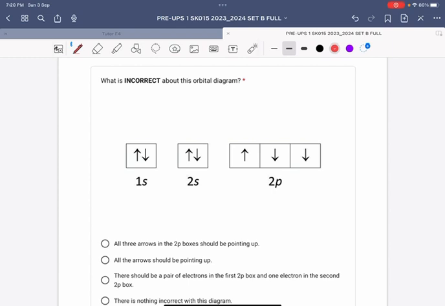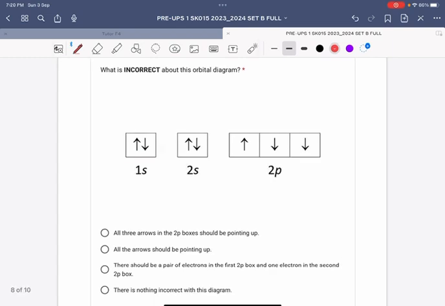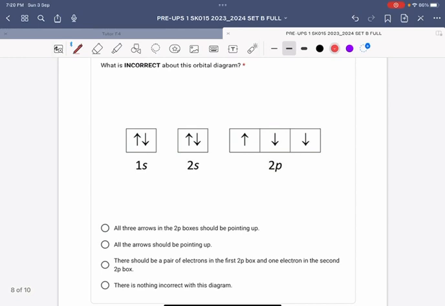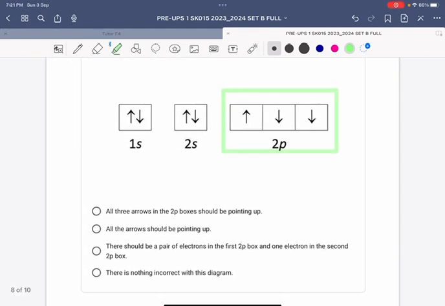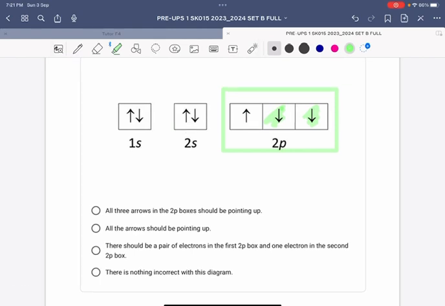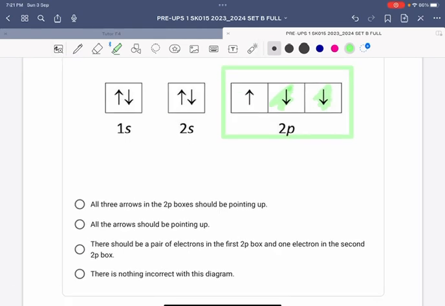Okay, what is incorrect about this orbital diagram? According to the orbital diagram, we know that at the p orbital, it does not follow Hund's rule. It's supposed to fill the boxes pointing up. So all the 3 arrows in the 2p boxes should be pointing up. So this is the correct answer. All the arrows should be pointing up.